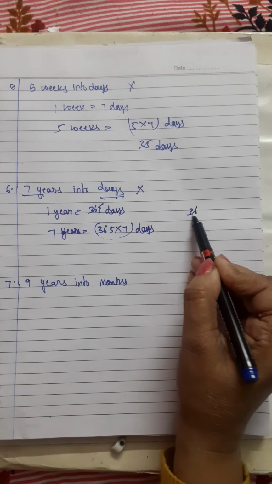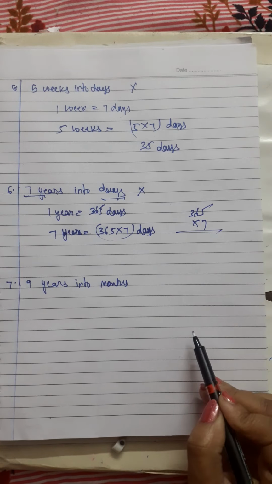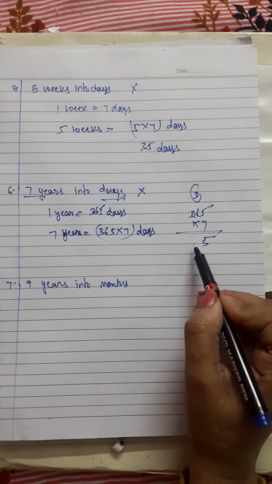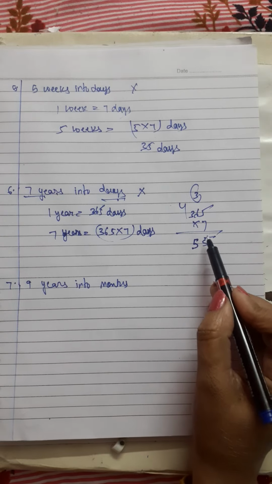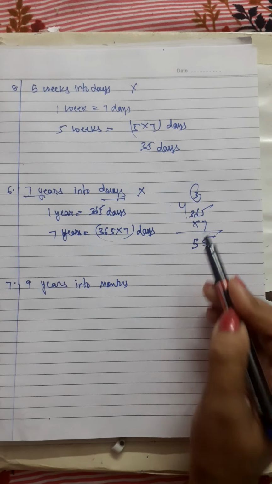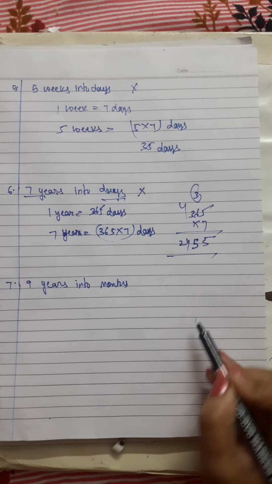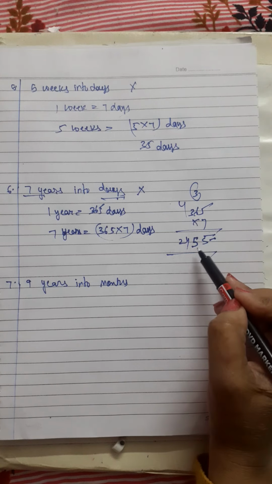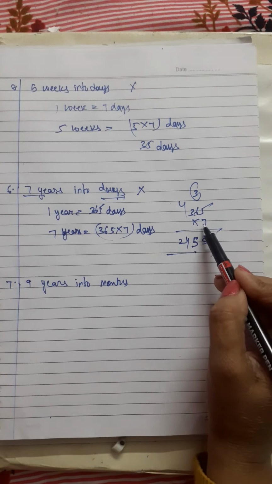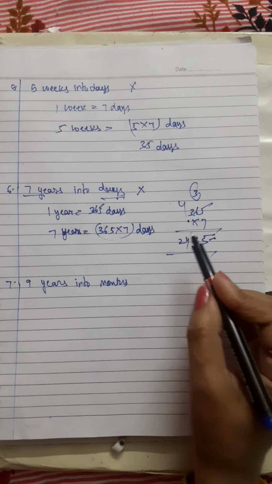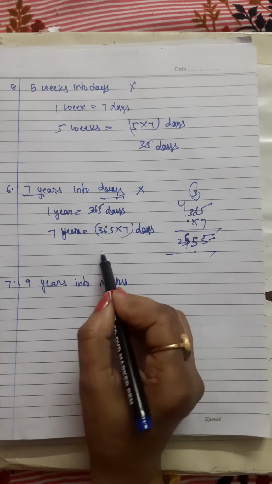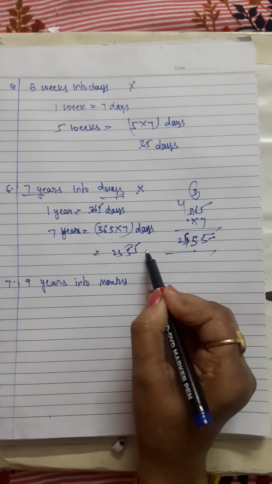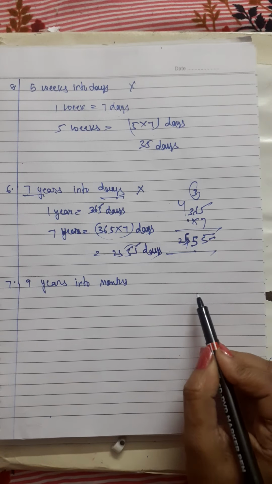So 365 is multiplied by 7. 7 fives are 35, 5 and 3 in carry. 7 sixes are 42 plus 3, 45, 5 and 4 in carry. 7 threes are 21, 21 plus 4 is equal to 25. So the answer is 2555 days.